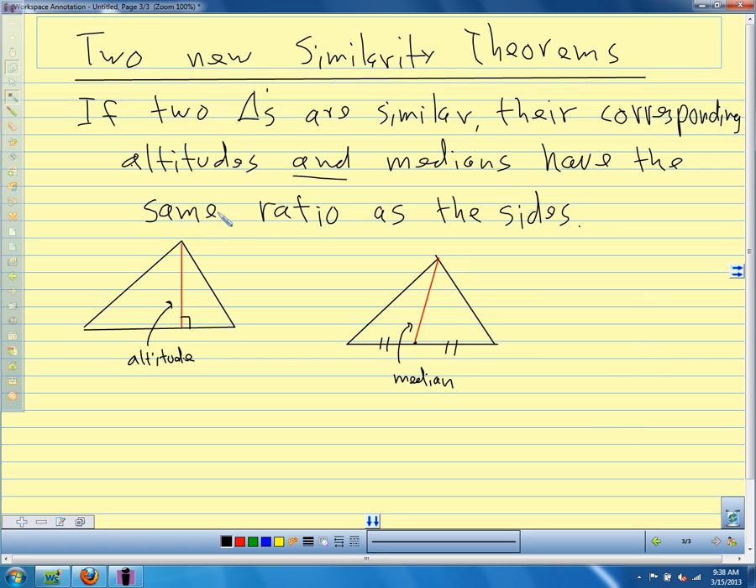And if we know the triangles are similar, then the altitudes of the two triangles are going to make the same ratio as the corresponding sides of the similar triangles. So any questions on what altitudes and medians are? I'm just going to do a couple of examples and then we'll be done.